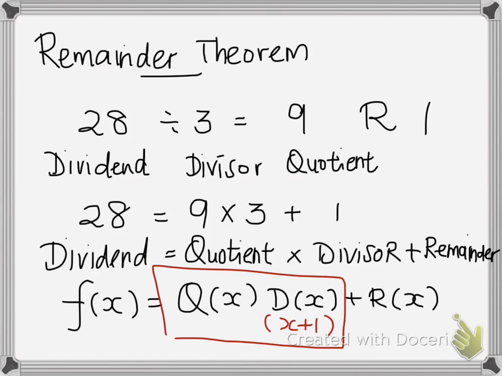So then the function of x when x equals negative 1 should give you the remainder when x equals negative 1, isn't it? Right? So this is the remainder theorem. Okay? So that's how we are looking at it.